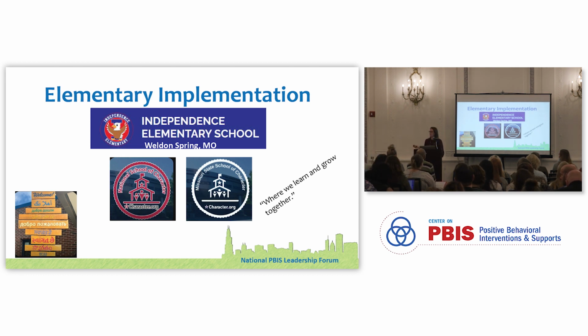All right, like Sarah said, my name is Jana Schultz, and I'm an assistant principal at Independence Elementary School. I'm in the Francis House School District in St. Charles, Missouri. I've been an assistant principal there for the past 15 years, and prior to that, I taught 3rd and 4th grade in a variety of schools in Missouri and actually in Illinois as well.